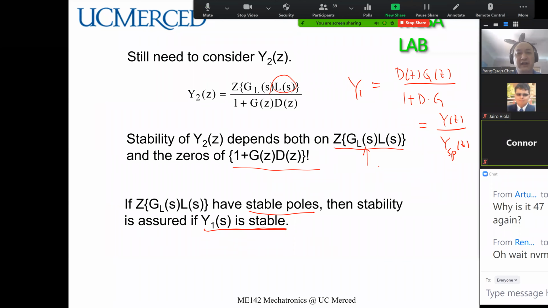And stability is not dependent on your external disturbance. It's only related to the polynomial of your characteristic equation. So stability is assured if the original system is stable. It doesn't matter what you have, this L is your disturbance.